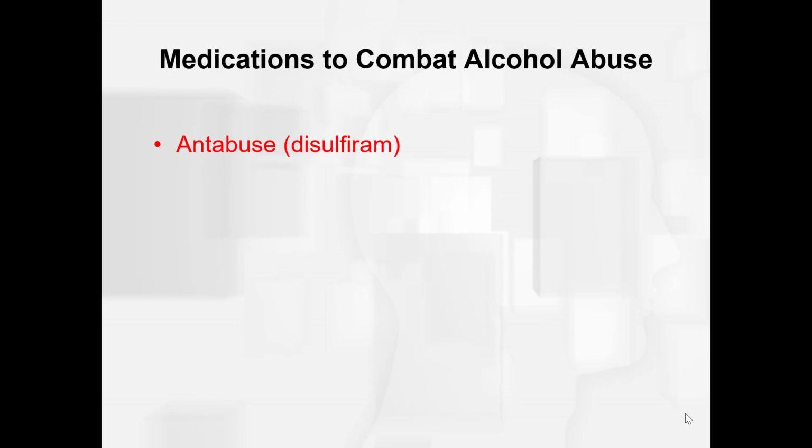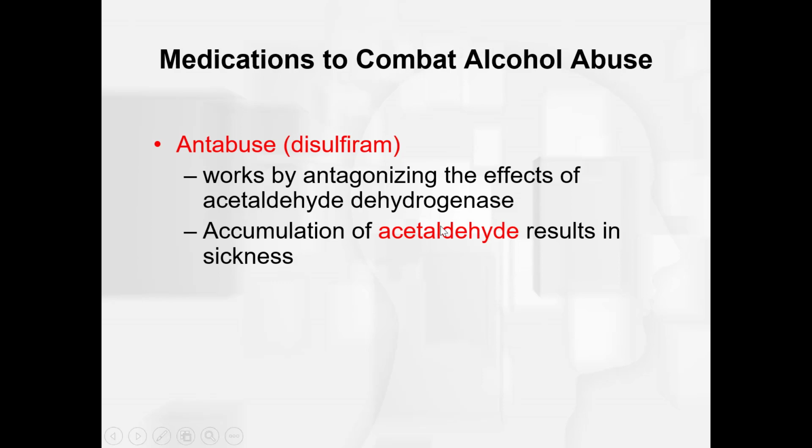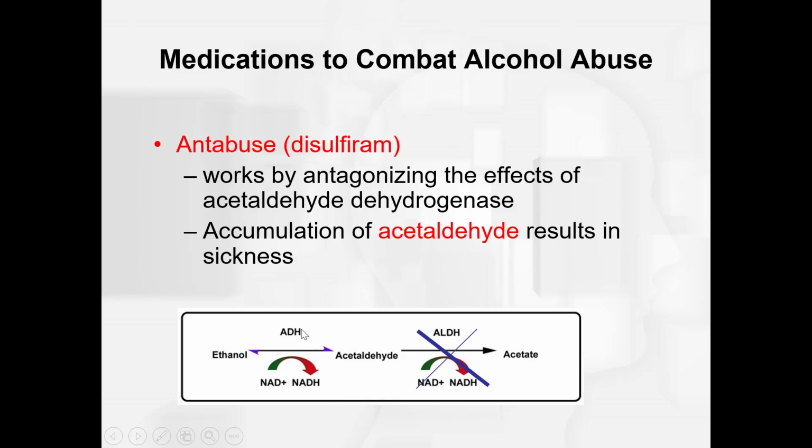So there are some drugs that are used to combat alcohol abuse. Again, they're only used in very severe cases when other rehabilitation techniques have not worked, therapy, AA, whatever it may be. Basically, the way this drug works is by antagonizing the effects of an enzyme called acetaldehyde dehydrogenase, which is the enzyme used to break alcohol down. When that doesn't occur, there's an accumulation of acetaldehyde in the body, and it results in sickness. This is showing you have alcohol, you have your alcohol dehydrogenase, and acetaldehyde builds up. Then you have acetaldehyde dehydrogenase that breaks that acetaldehyde into acetate. Well, if this is blocked, you get a buildup of acetaldehyde.